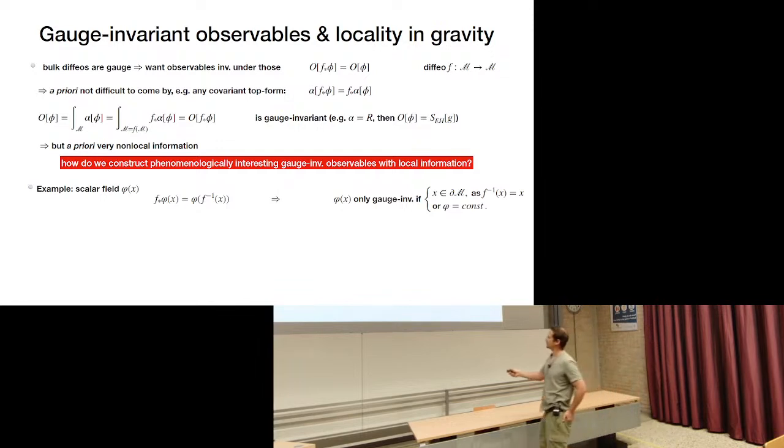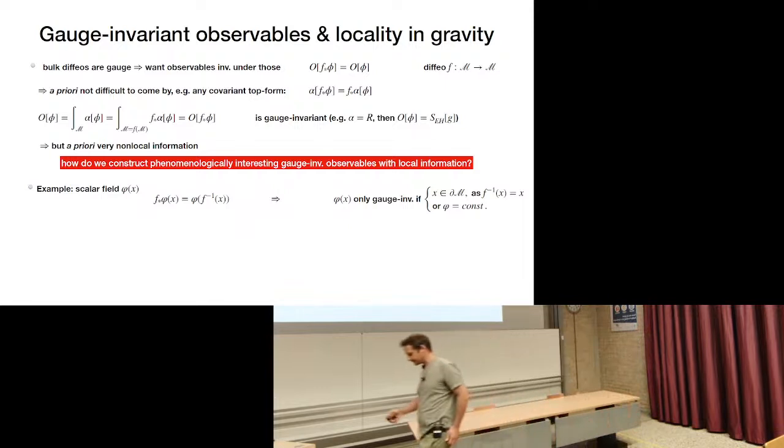So diffeomorphisms act on that by push forward. So that already tells you that the value of the scalar field at some space-time event x can be gauge invariant only if either that field is a constant in space-time, or if x is a boundary point where gauge diffeomorphisms might act trivially.